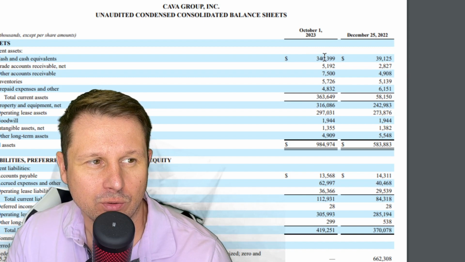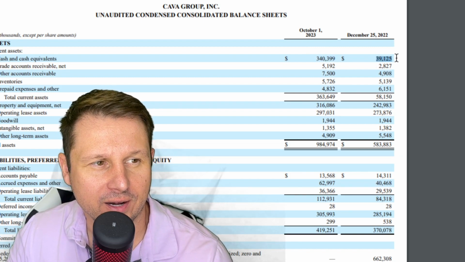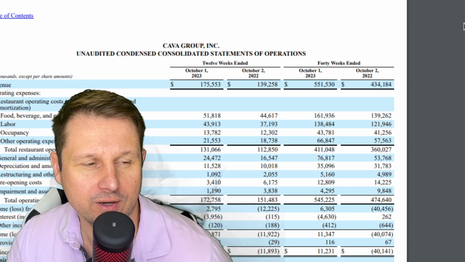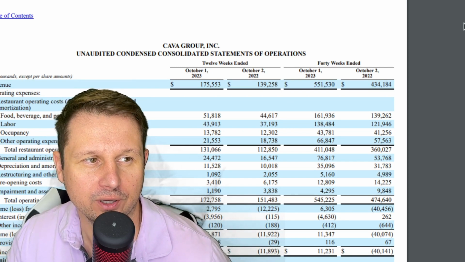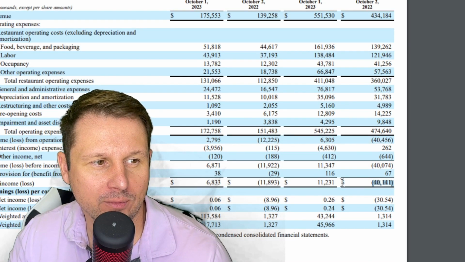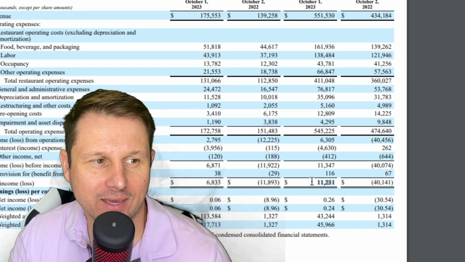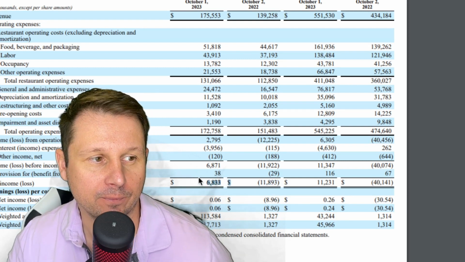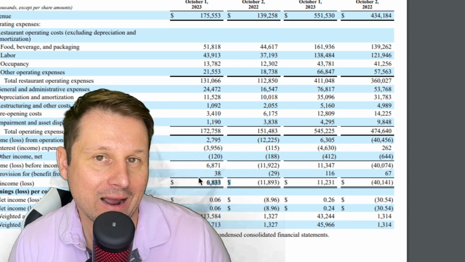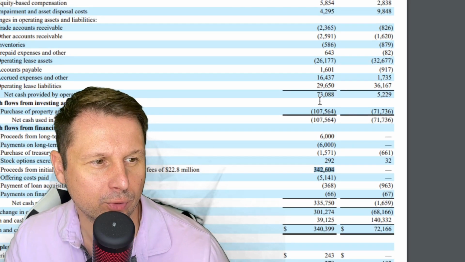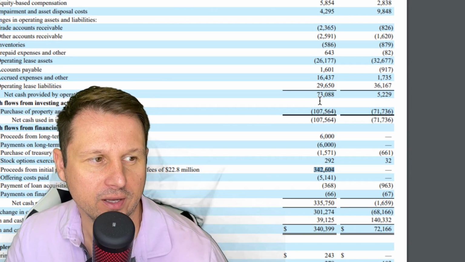So we look at cash and cash equivalents going from $39 million to $340 million. Good strong top line revenue growth, going from $434 million in top line revenue to $551 million in the 40 weeks ended. So when we bring it down to net income, they were losing $40 million in the 40 weeks ended, now making $11.2 million. And quarter over quarter, they were losing nearly $12 million, and now they're making nearly $7 million. So we're starting to see this company get to an interesting point where the earnings per share are actually positive. We can see the proceeds of $342 million from the initial public offering.